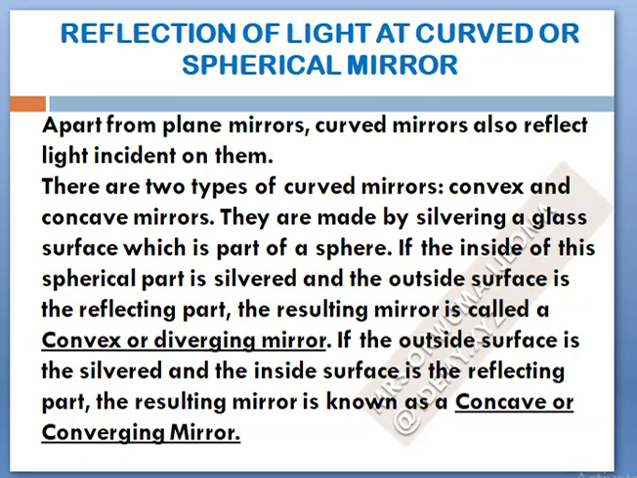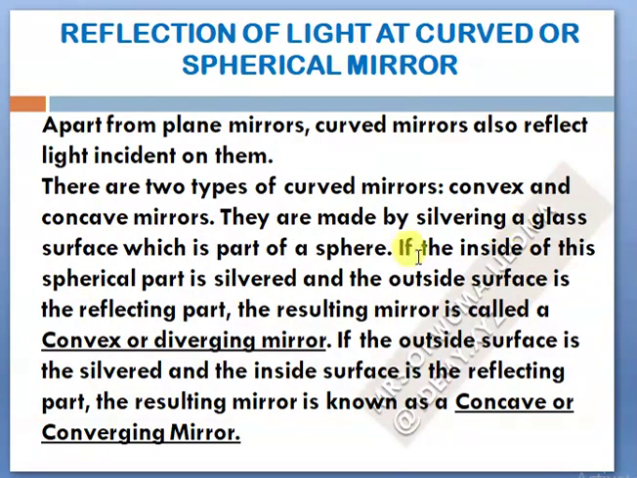Now, reflection of light at curved or spherical mirror. You can call it curved mirror, it can be called spherical mirror. Apart from plane mirrors, curved mirrors also reflect light incident on them. We have two types of curved mirrors: the convex mirror and the concave mirror. The convex mirror, we call it the diverging mirror, while the concave mirror, we call it the converging mirror. Remember, I said there are two types of curved mirrors. What are they? The convex or the diverging mirror, and the concave, or you call it the converging mirror.